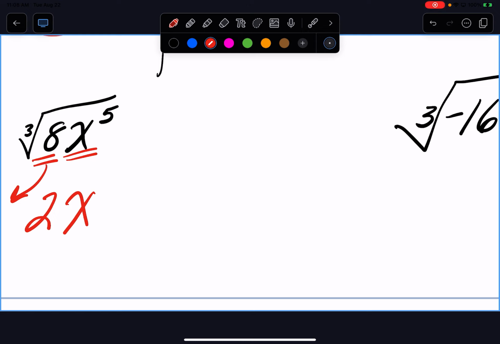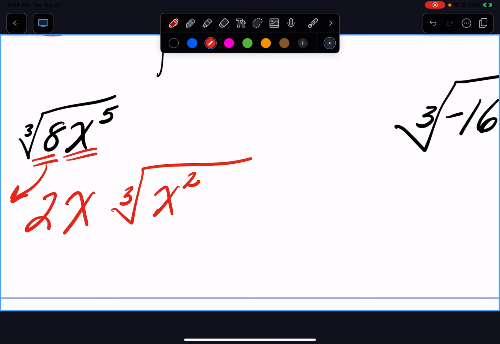Yeah. But how many did I technically pull out? 3 of them, true? Because you can't pull it out without pulling out 3. So how many remain under the root? 2. So then left under the cube root was x squared. That way is way easier. It just is quicker. It's a different way of thinking though.